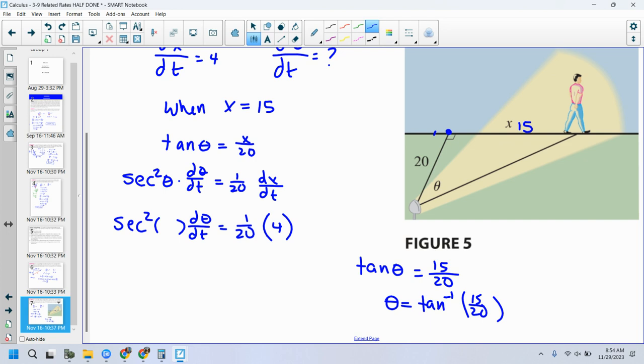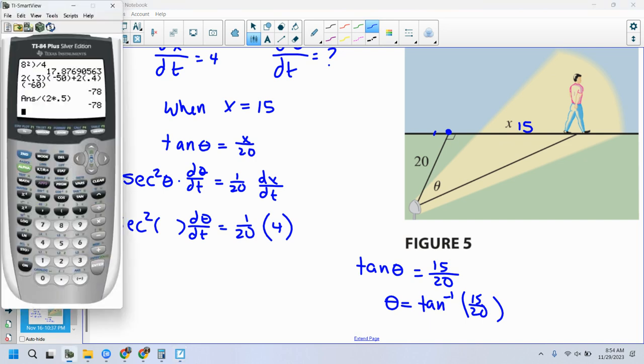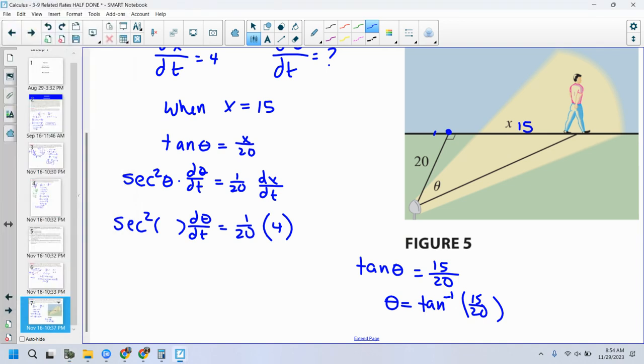So what is the angle? Let's figure that out. Make sure I'm in radian mode. Perfect. We got inverse tangent of 15 over 20 is 0.644. We'll just say 0.64. So theta is 0.64.